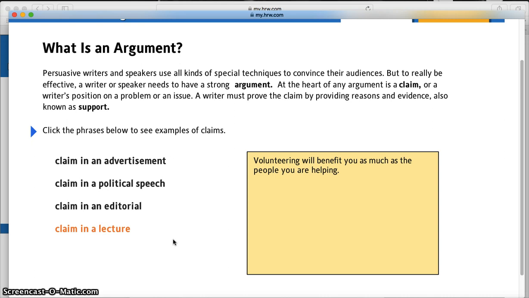So a claim in a lecture would be a speech. "Volunteering will benefit you as much as the people you are helping." So this person's speech would move on to say what exactly the benefits are.